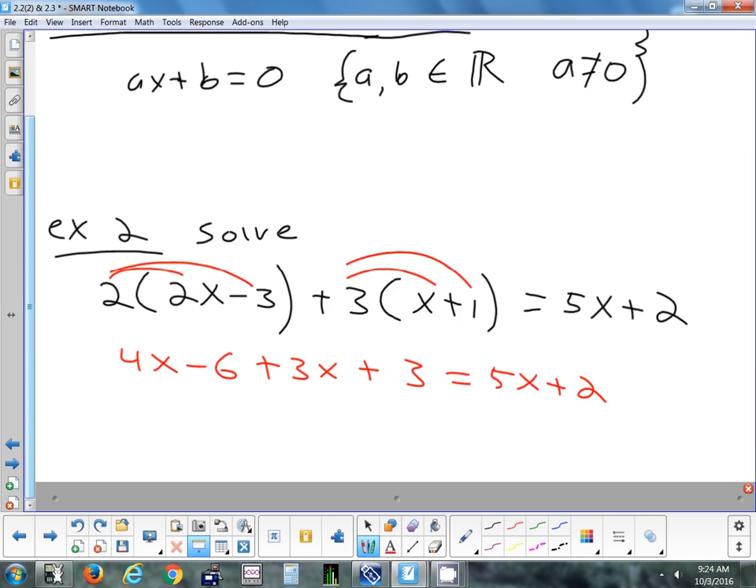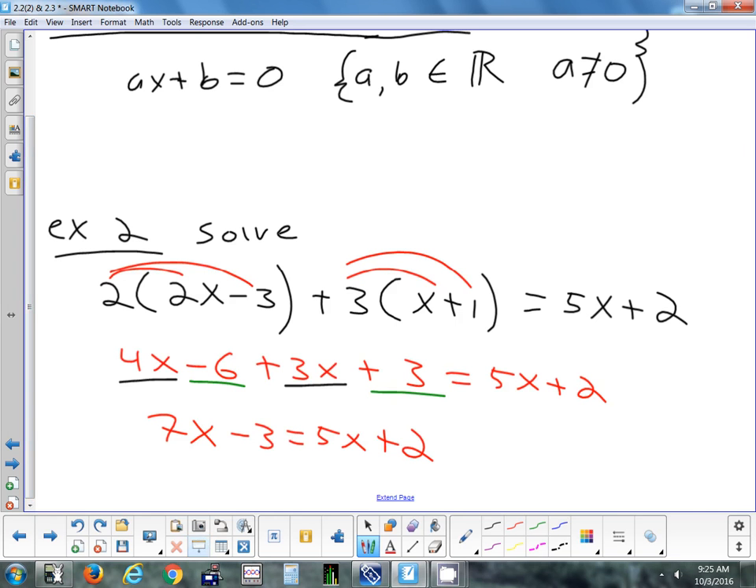So I did my distributive property. What do I do next? Yeah, combine any like terms you can on the left-hand side. There's nothing you can combine on the right. John, can you tell me 2 things I can combine and what I get when I combine them? 4x and 3x, which is 7x. So combine the x's. And then -6 and 3 gives me -3. Now I don't think there's anything else we can combine.